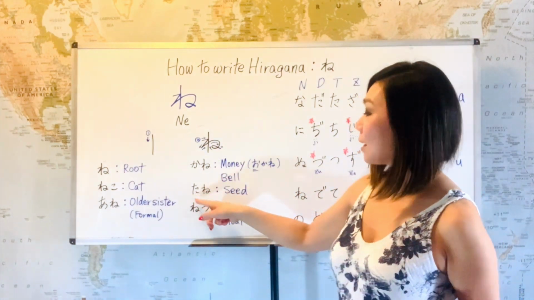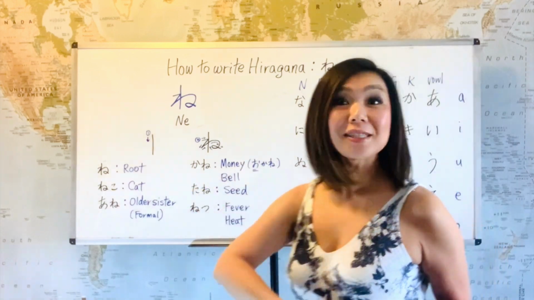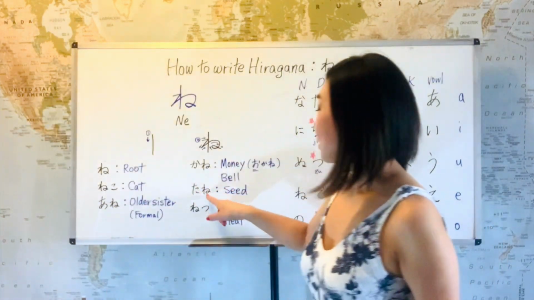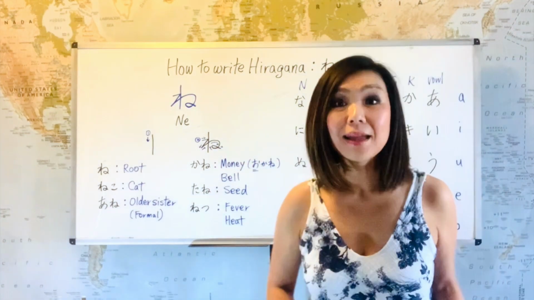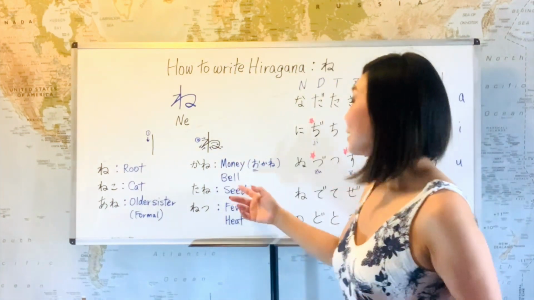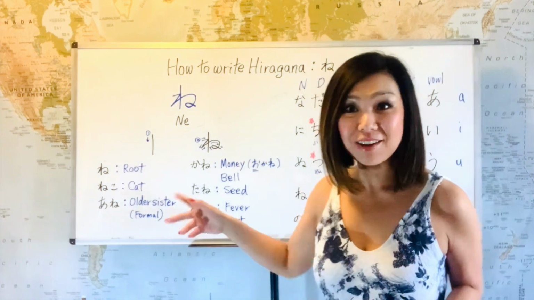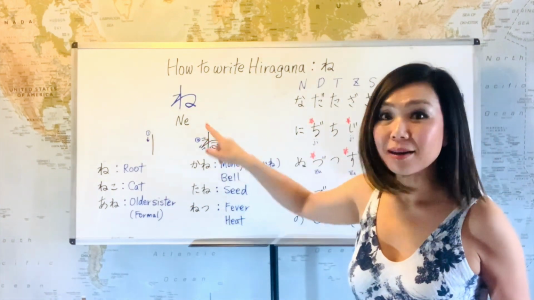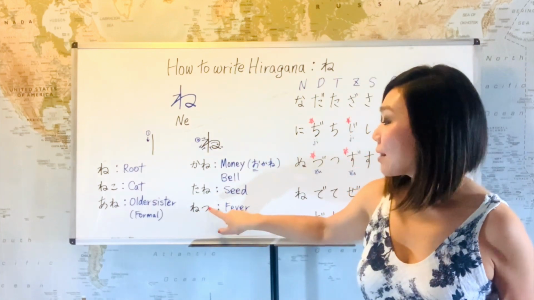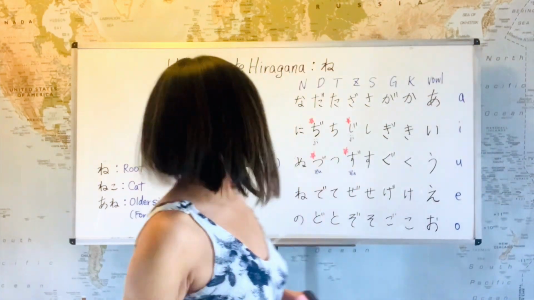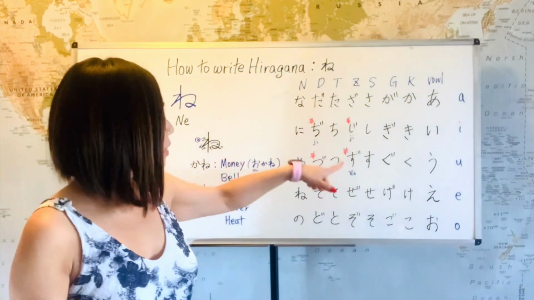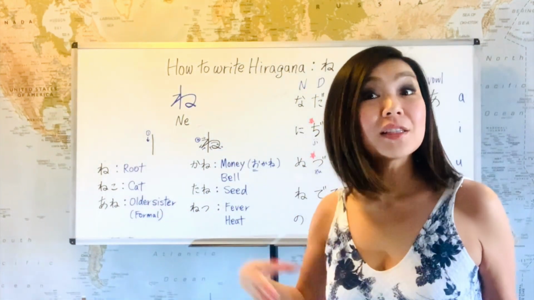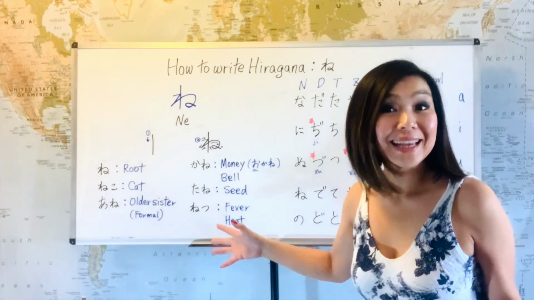And next one is this one. Do you remember? That was a T line. That is ta. And then this is ne, tane, tane. It means seed. You know, the flowers and stuff, the seed. And then the last one, do you remember this one? That is, of course, ne. And then this one, do you remember this? That is T line, tsu, netsu, netsu. It means fever or heat.